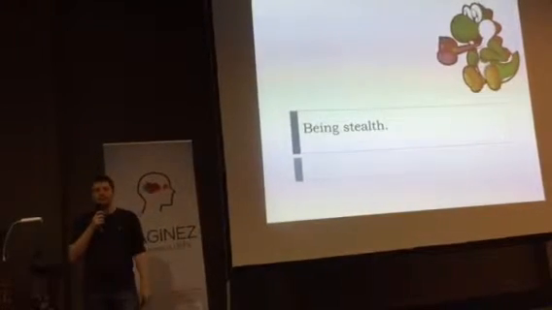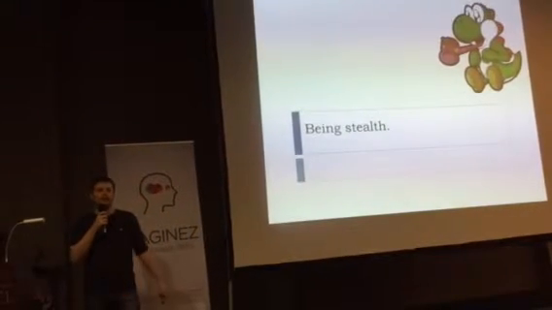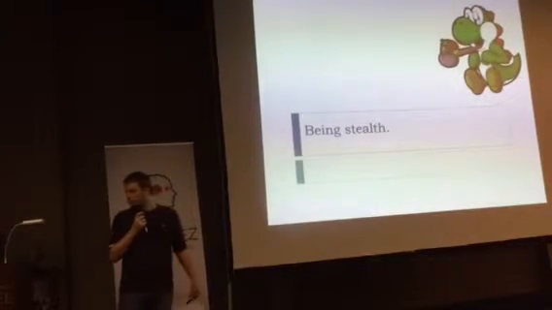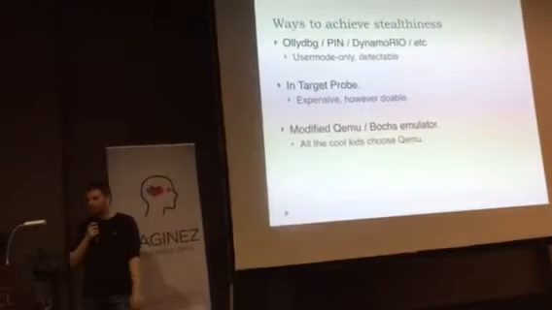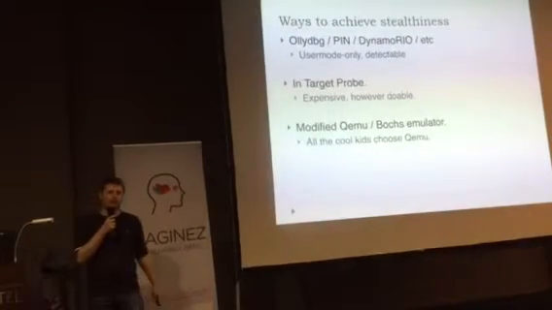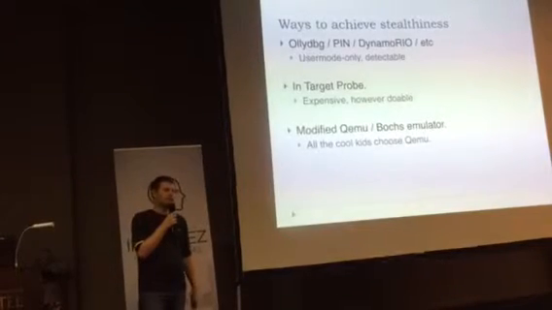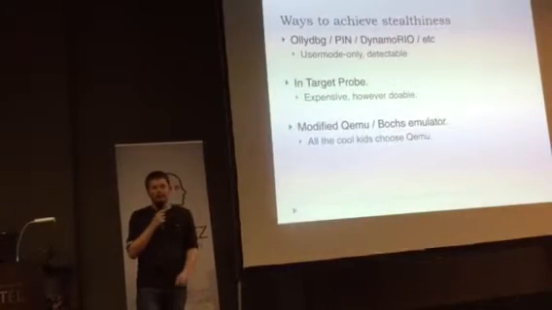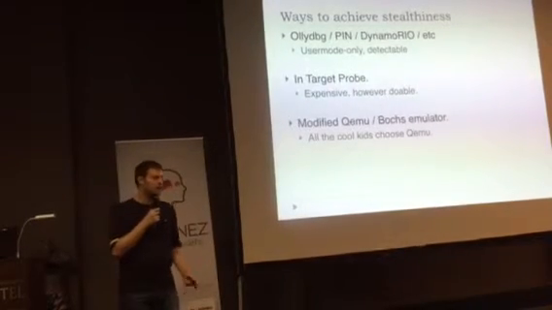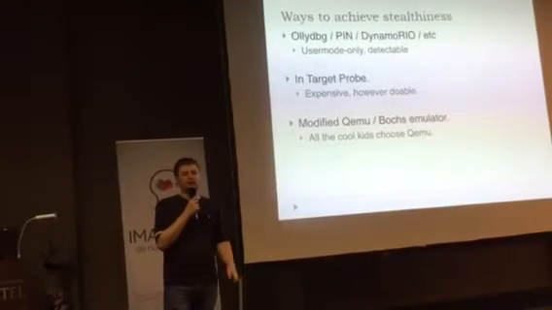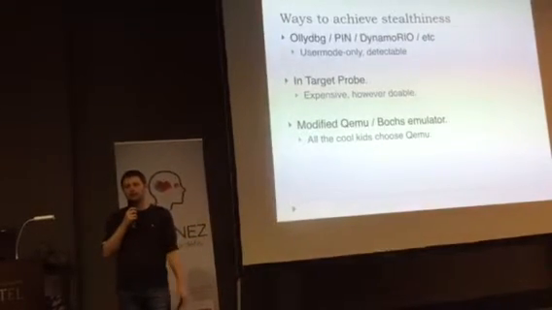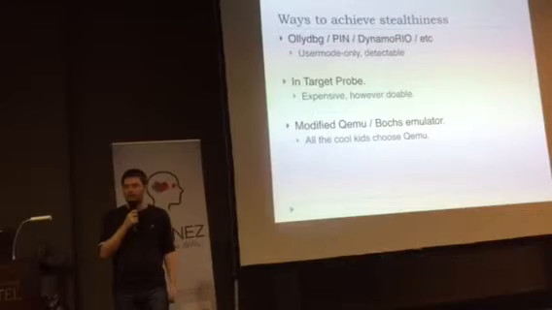So the first part would be achieving stealthiness, having the ability to run malware in a monitored or controlled environment. And we can actually do that. There are basically 3 main ways to do that. First one would be to use a user-mode debugger like OllyDbg or some instrumentation framework like Pin and Valgrind. Second one would be to use a physical debugger. Third one, we need to use a full system emulator like Bochs.